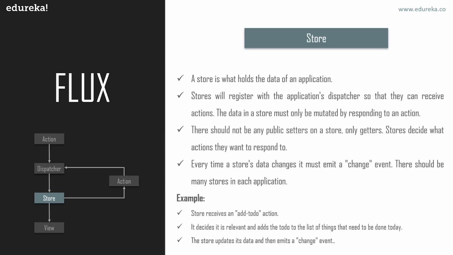And then we can see the same example which we were talking about, the to-do application. So a store receives a to-do action via the dispatcher. Now it decides it is relevant and adds the to-do to the list of things that need to be done today. And then the store updates its data and then emits a change event.